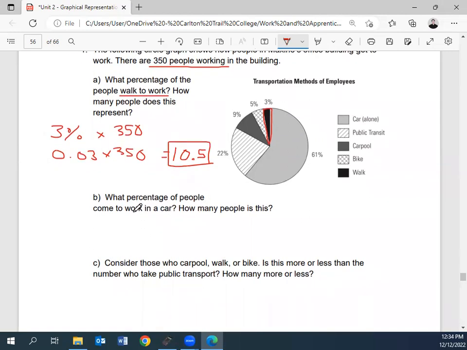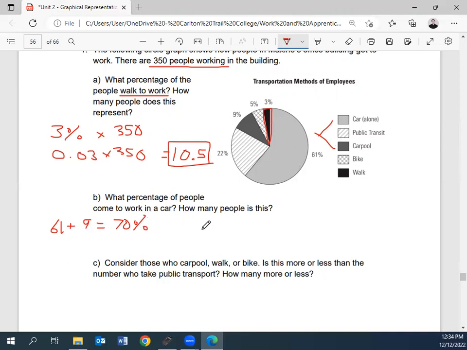So what percentage of people come to work in a car? Well, what percent is that one? Ooh, so close. It's both your answers. So 61% of people drive themselves, 9% carpool. So it's actually going to be 70%, right? So 70% of people come to work in a car.